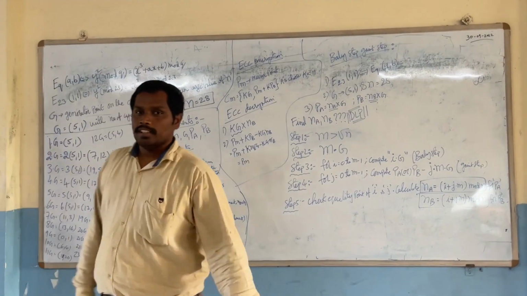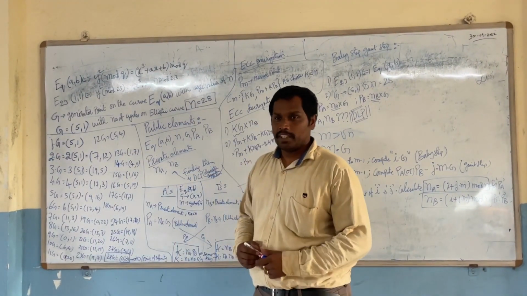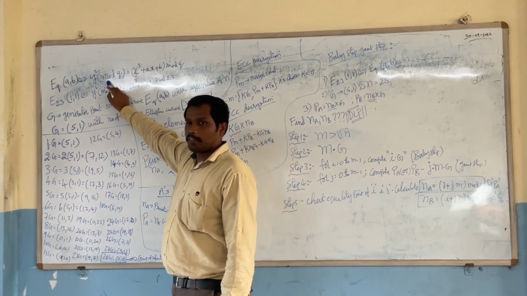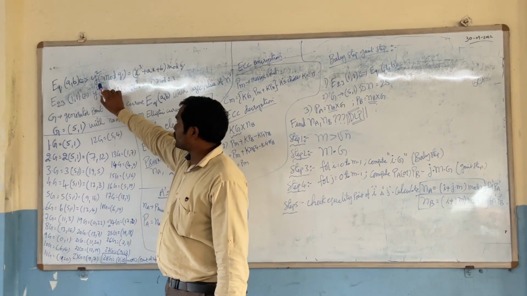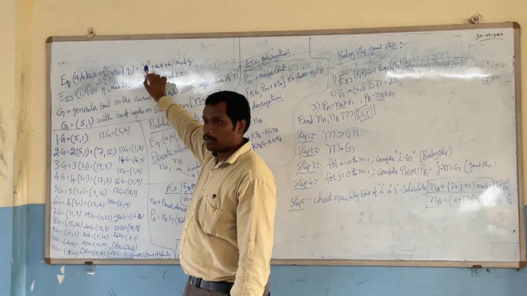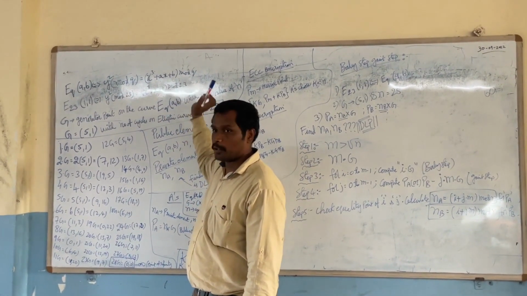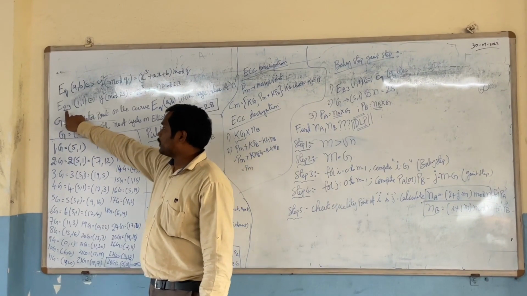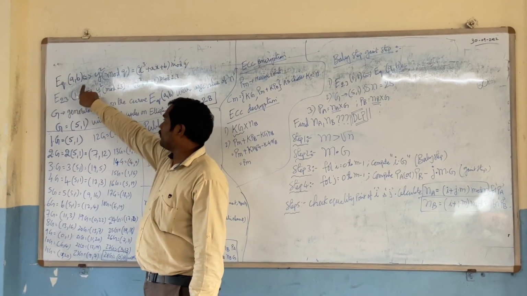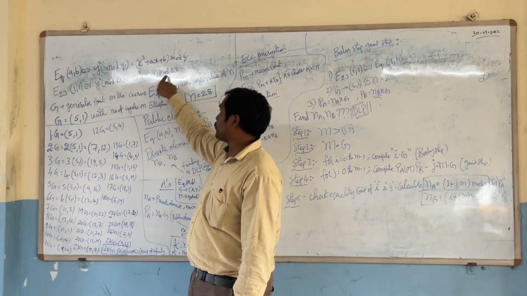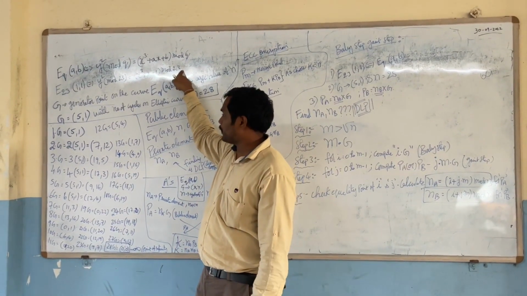So good morning. Now we are discussing elliptic curve cryptography. Here is one way of representing an elliptic curve: E_q(a, b), where y² mod q = (x³ + ax + b) mod q. When you represent it with a prime number, it is E_23(a, b), where a and b are constants. So this is how we represent a particular elliptic curve equation, right?